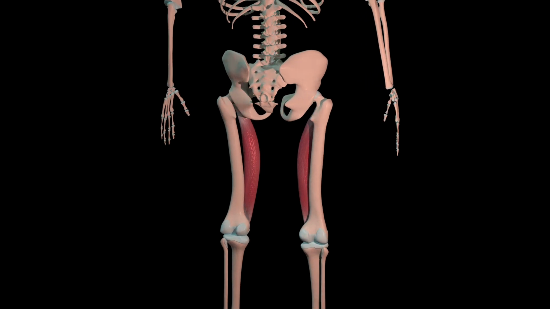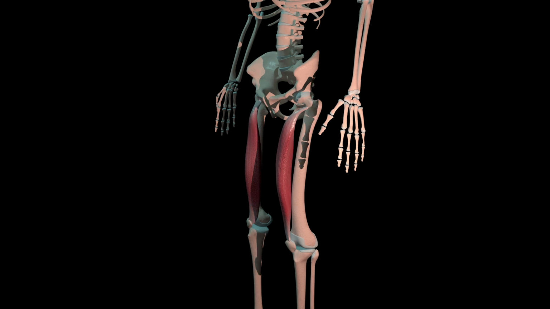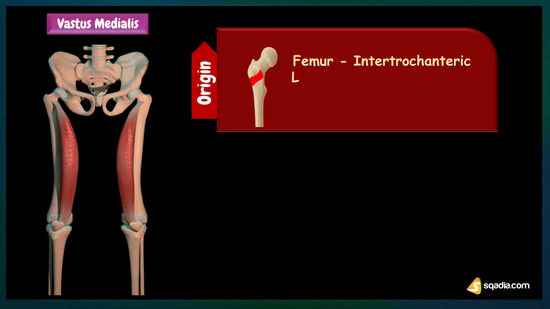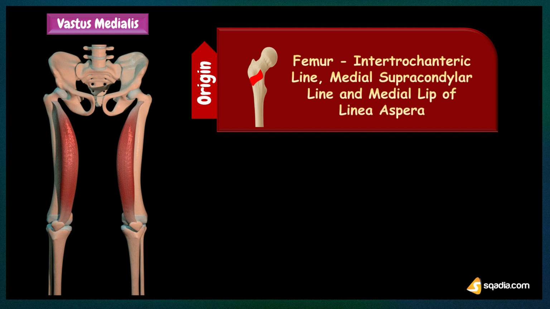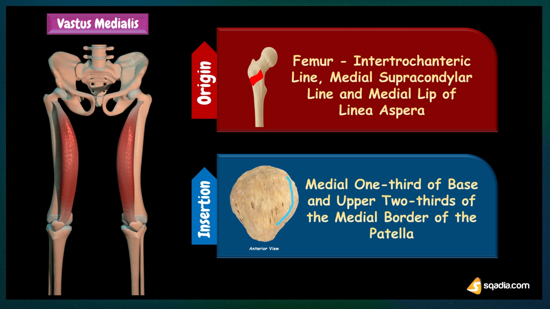The vastus medialis is the most medial of the quadriceps in the anterior compartment of the thigh. The vastus medialis also originates from the femur. Specific sites of origin are the lower part of the intertrochanteric line, the upper part of the medial supracondylar line, and the medial lip of the linea aspera. The muscle fibers move downward and are then inserted at the medial 1/3 of the base and upper 2/3 of the medial border of the patella, with expansion to the capsule of the knee joint.